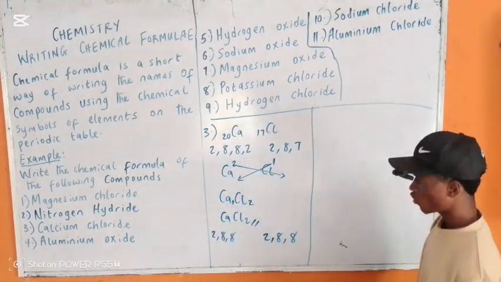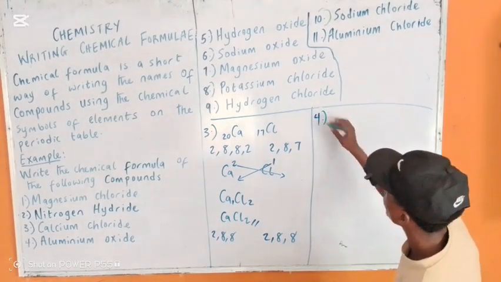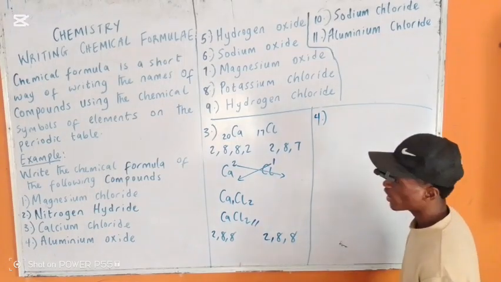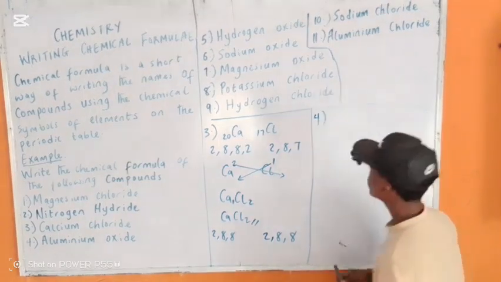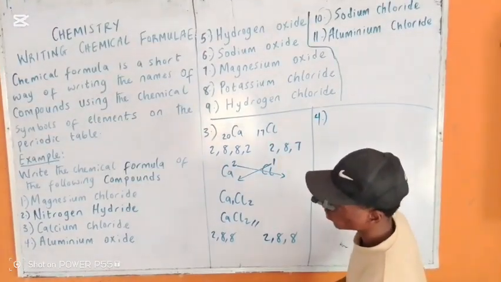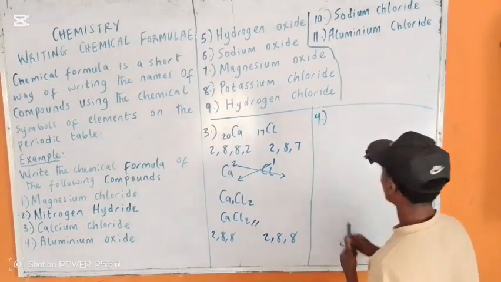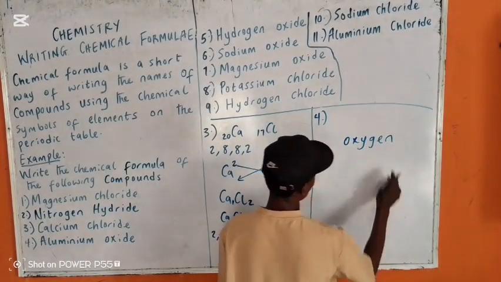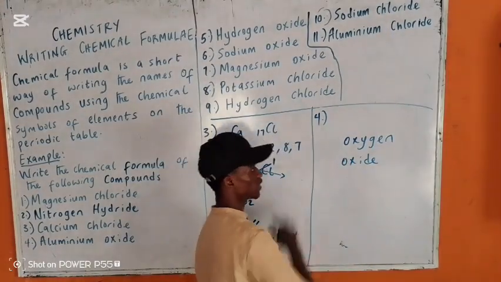Now, for number 4, we have aluminium oxide. So we are asked to write the chemical formula for aluminium oxide. The same thing also. How many elements do we have here? We have 2 elements also, aluminium and oxygen. So we have the suffix of oxygen changing to what? Oxide when it's combined with another element.